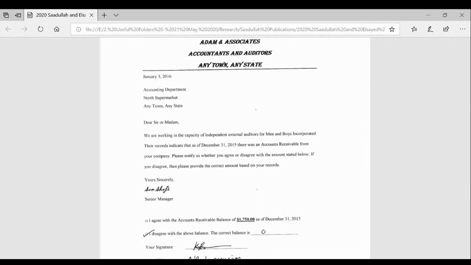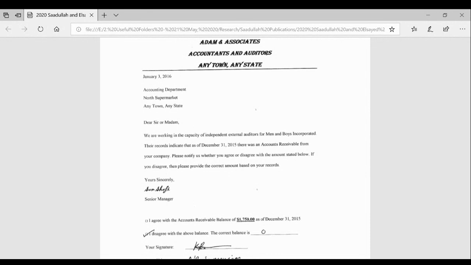You see this, right? This is a letter sent to the accounting department of North Supermarket, and it says, as you see, we are working in the capacity of independent external auditors for Men and Boys Incorporated. Their records indicate that as of December 31st, 2015, there was an accounts receivable from your company. Please notify us whether you agree or disagree with the amount stated below. If you disagree, please provide the correct amount based on your records.